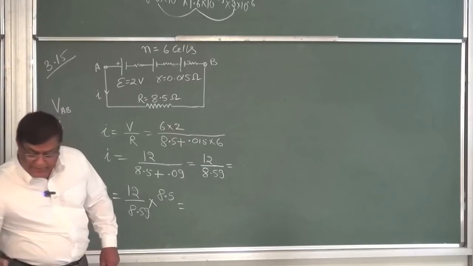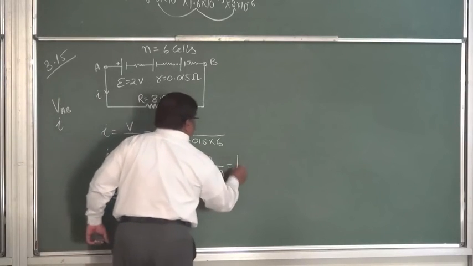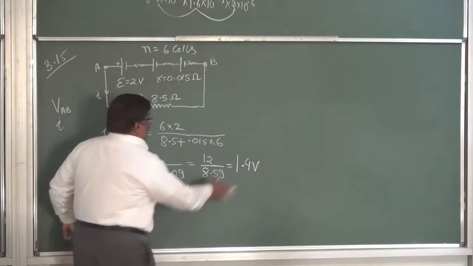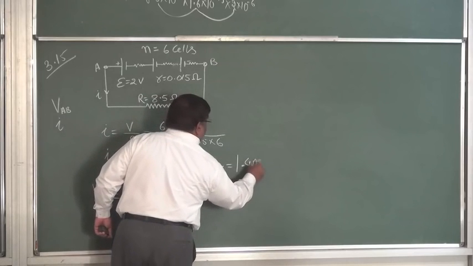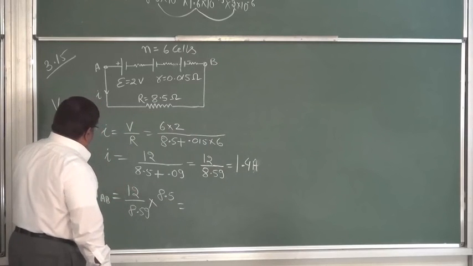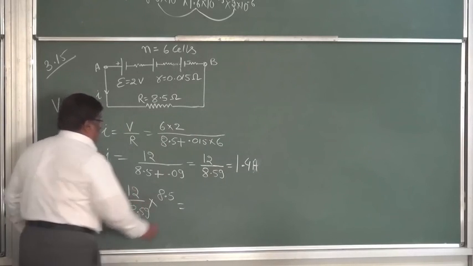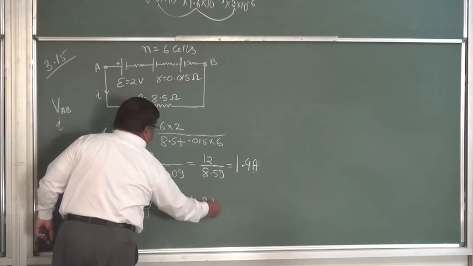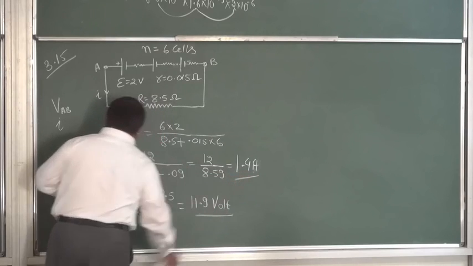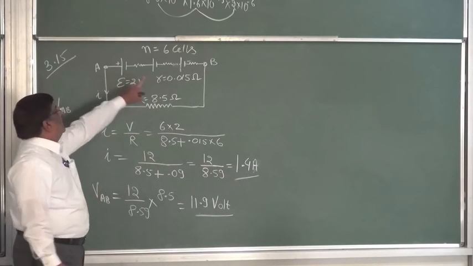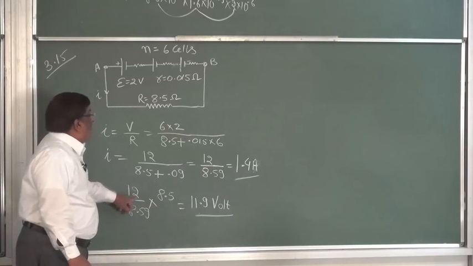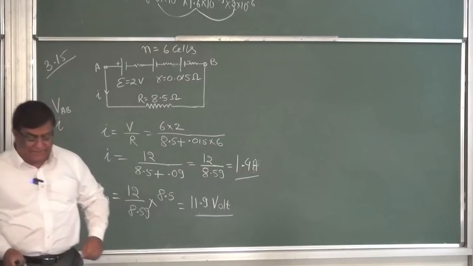Please do the calculation and tell me. It is 1.4 ampere approximated. 1.4 ampere is the current. And when you solve this, it comes to be, it's very close, 11.9 volt. So these are the two answers, current and terminal potential difference. So terminal potential difference is slightly less than 12 volt because of the internal resistances.